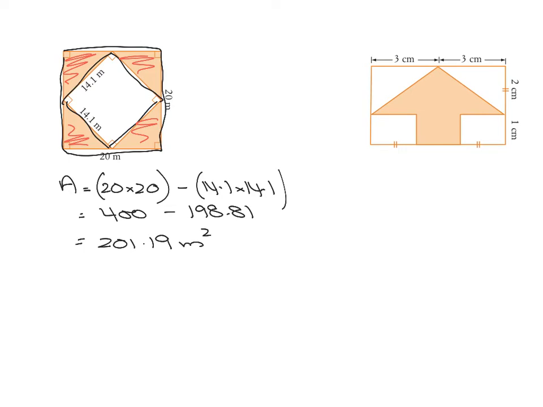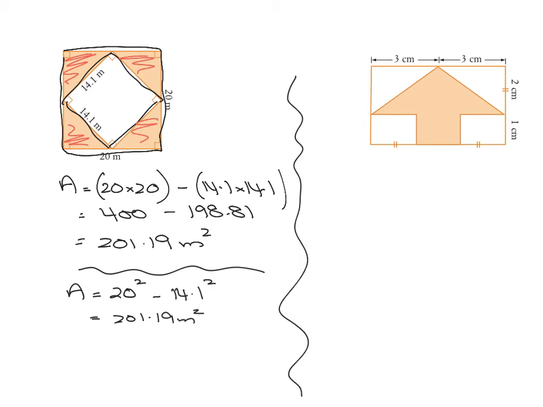Now, just on a side note and something a bit extra, it's important to realise that you've done 20 times 20, which of course is 20 squared. So there's no reason why you couldn't go 20 squared minus 14.1 squared. So for all those boys out there that like to write as little as possible, here's a way of doing it. And then of course you can just go straight to the answer.